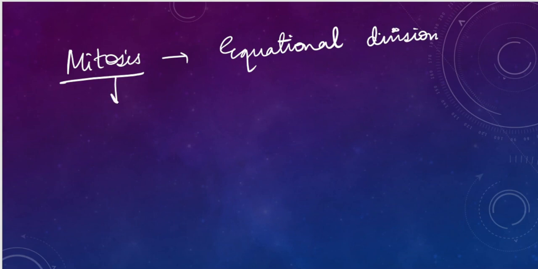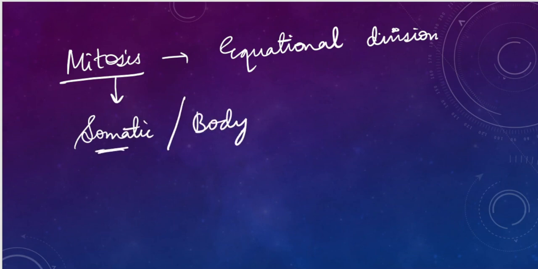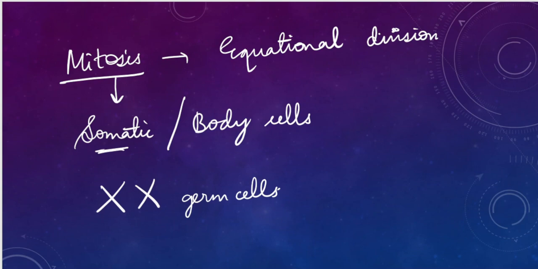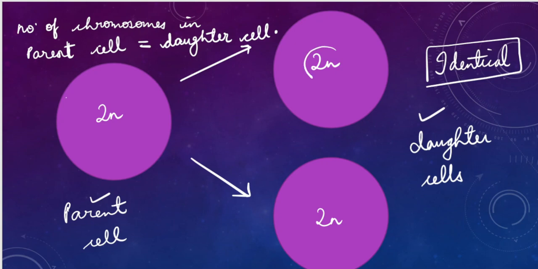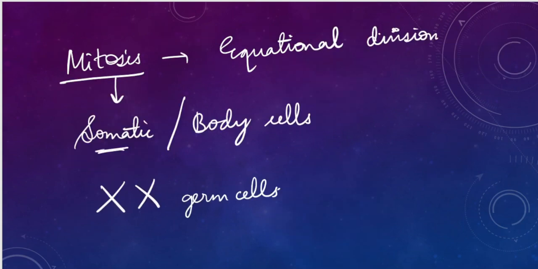Now where does mitosis specifically occur? In somatic cells. Soma means body cells. It won't occur in germ cells. And you can see that the parent cell and the daughter cells are identical. Identical means they look the same, and their genetic material, that is 2n, 2n, 2n, is the same. It is as it is. So we say it is equational division.